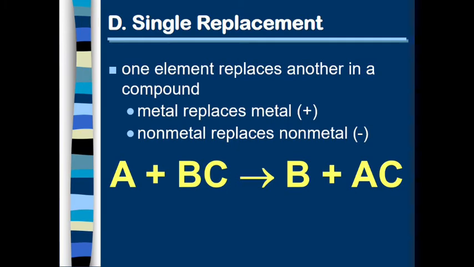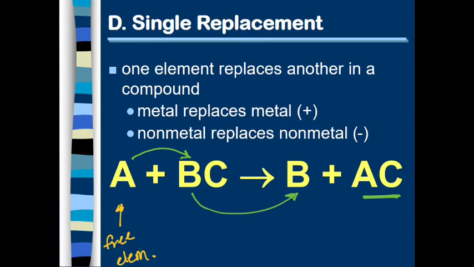So the way I like to look at it is this is considered my free element, A, and it wants to replace something within compound BC. Well, in this example, I noticed that A is paired up with C in this particular one. So A must replace B, kick B out all by itself, and then A and C get together in this one.